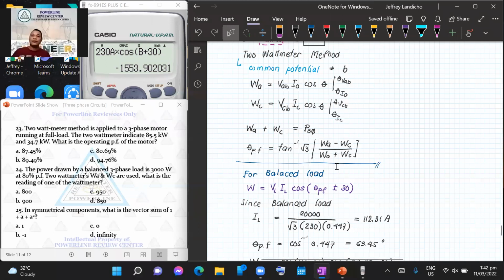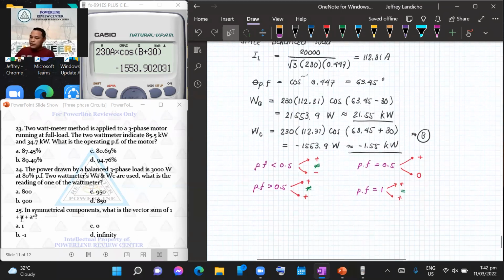Ito na yung mga formulas natin for 23, 24, and 25. So, kailangan lang natin i-identify ano ba value ng A. Familiar kay A. So, si A, ang tawag natin kay A, that is a unit vector.